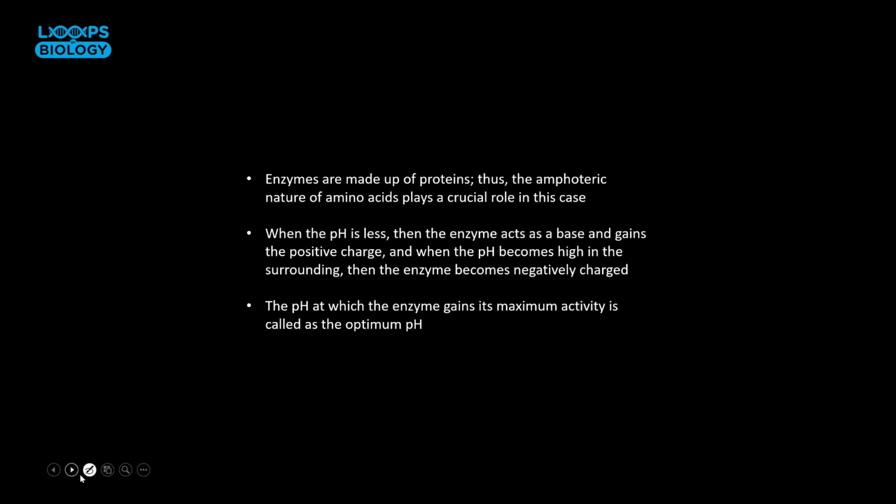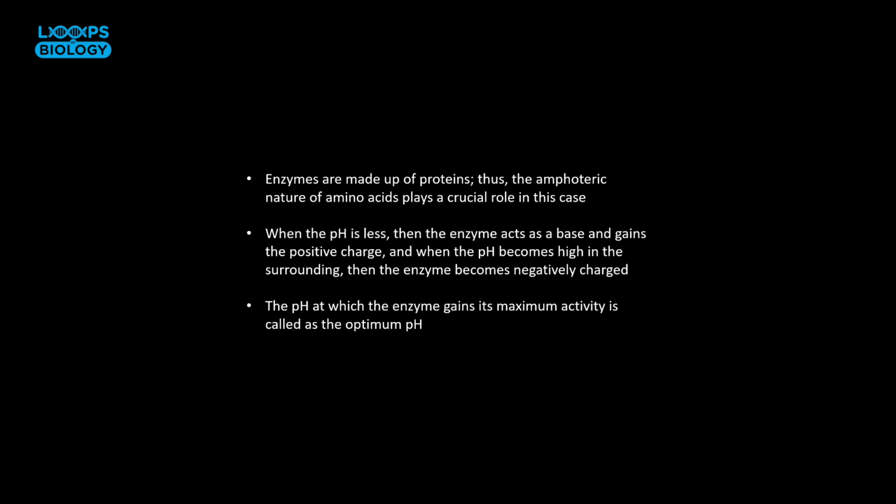Alright guys, let's see what the information is. The enzymes are made up of proteins. Thus, the amphoteric nature of amino acids plays a crucial role in this case. Whenever I am putting the enzyme in acidic pH, it acts as a base, while whenever I am putting the enzyme in basic pH, it acts as an acid. So this is nothing but the amphoteric nature of the amino acid. When the pH is low, the enzyme acts as a base and gains positive charge, but when the pH becomes high, the enzyme becomes negatively charged because of the acidic nature and removal of H plus ions.